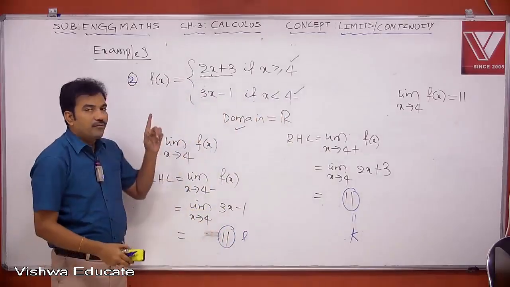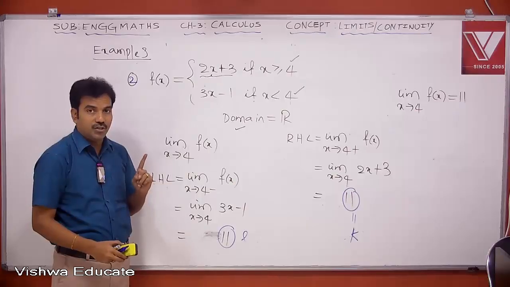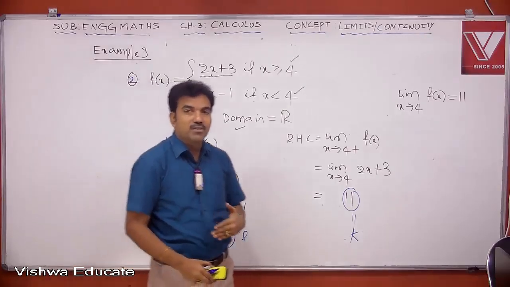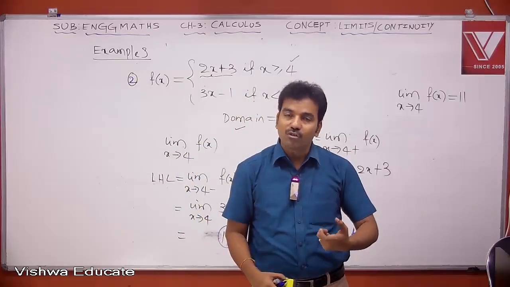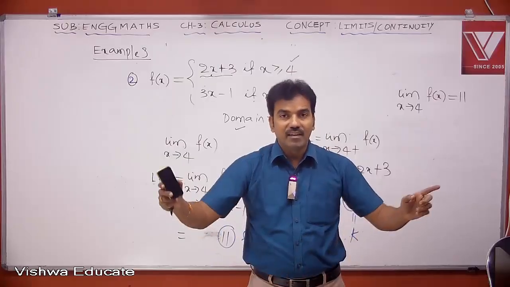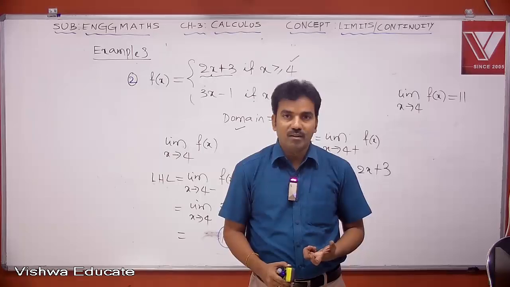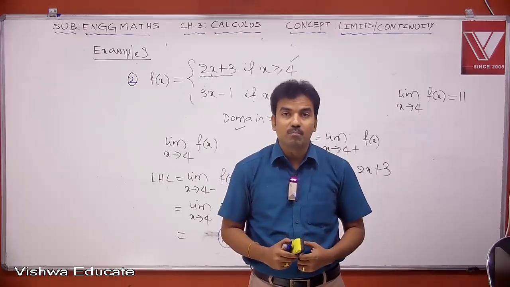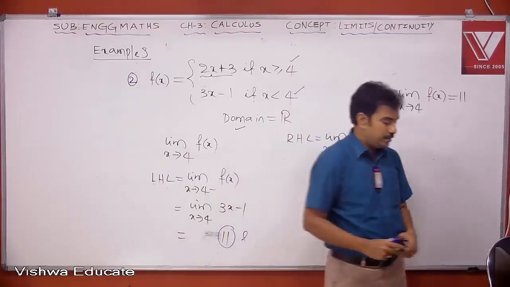Now you can see, when the function takes multiple forms, it is better to evaluate both LHL and RHL. When the function takes multiple forms, meaning the function is defined in more than one way, it is better to evaluate both LHL and RHL, because in the previous example both gave different values, but in this case both give the same value. So to get confirmation, when the function has multiple forms, better to evaluate both LHL and RHL. Note down this example 2.